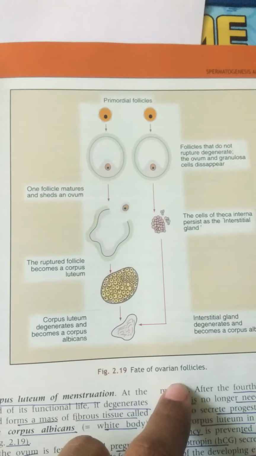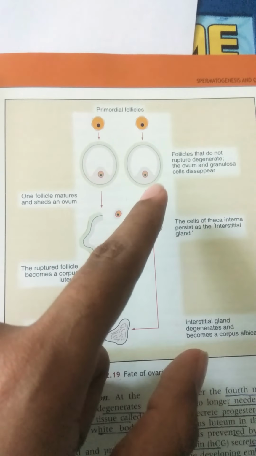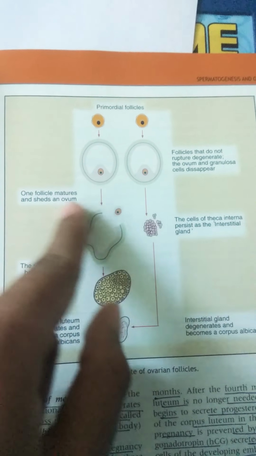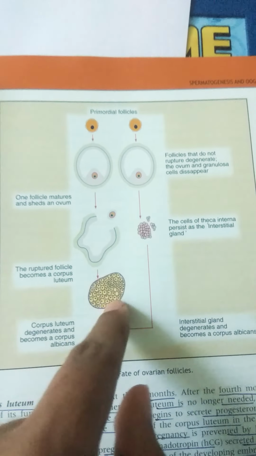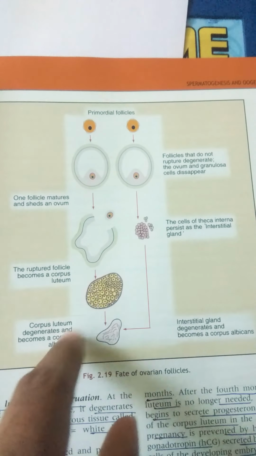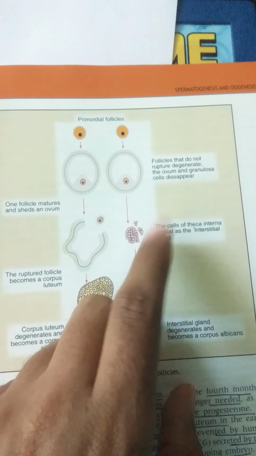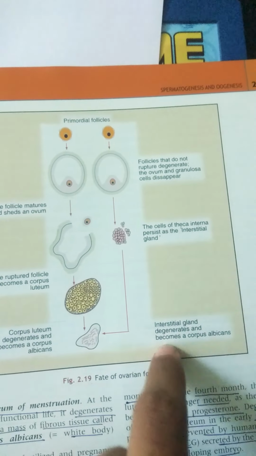blood vessel. So the fate of ovarian follicles: primordial follicles that do not rupture degenerate, and the ovum and granulosa cells disappear. One follicle matures and sheds an ovum. The ruptured follicle becomes a corpus luteum, which degenerates and becomes corpus albicans. The cells of the theca interna persist as interstitial gland. Interstitial gland degenerates and becomes a corpus albicans. So here we have completed all of these.